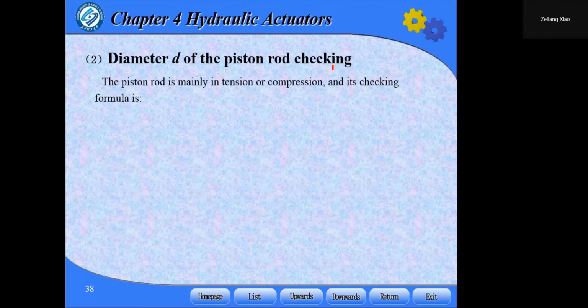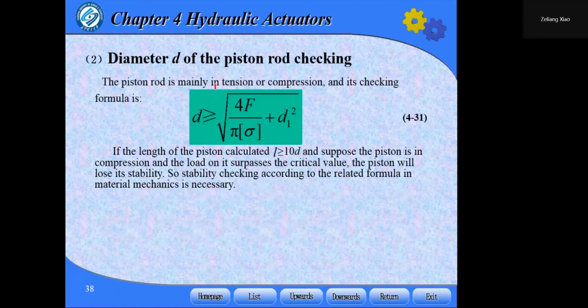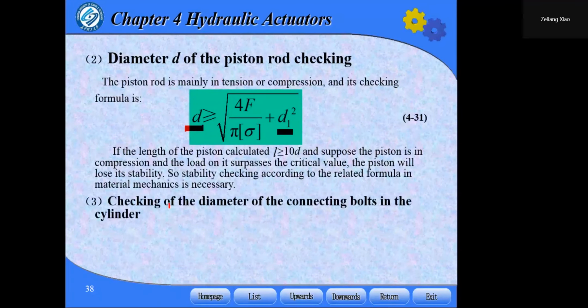Diameter d of the piston rod. The piston rod is in compression, and the length of the system is calculated according to the related formula. There is also the checking of the depth of the cylinder system.